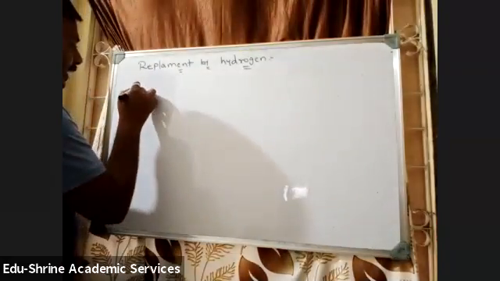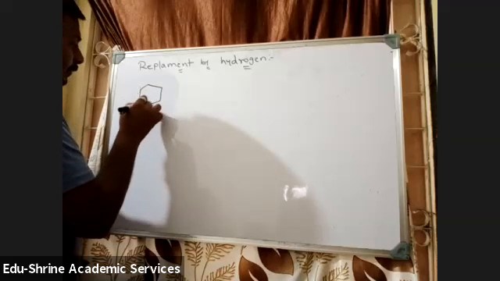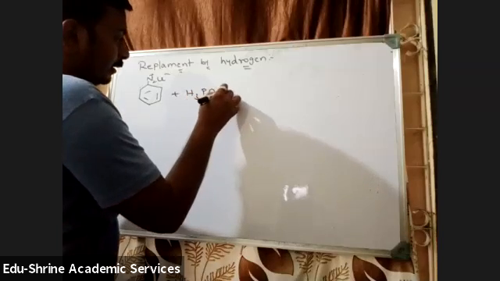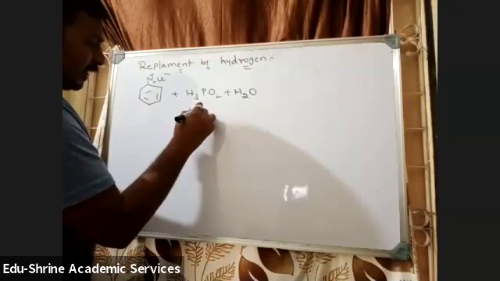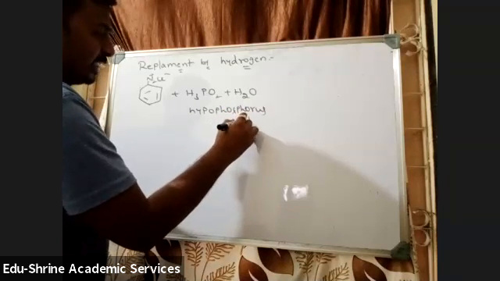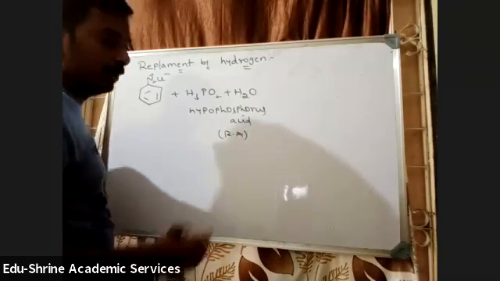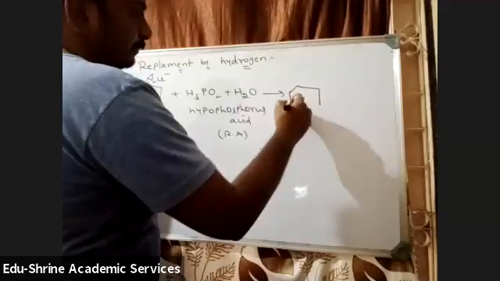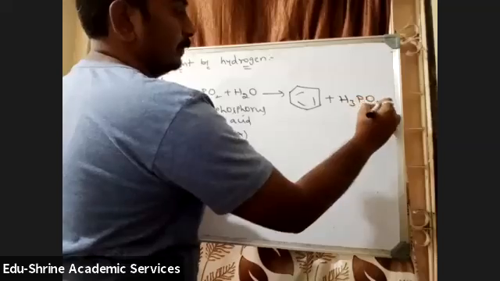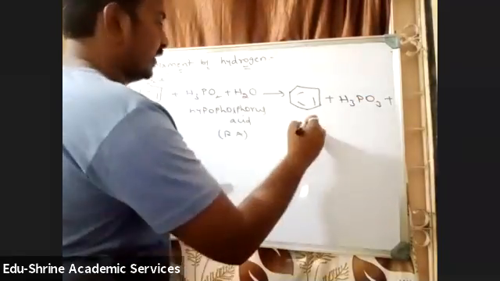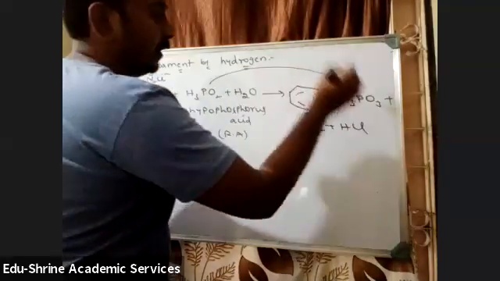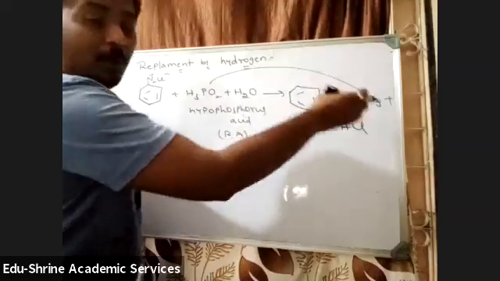Right? So benzene diazonium chloride on reaction with hypophosphorus acid, which is a reducing agent, will be converted to benzene. This will be oxidized to H3PO3, phosphorous acid, plus N2 plus HCl. So H3PO2 will be converted to H3PO3. It is a reducing agent, it will be oxidized.